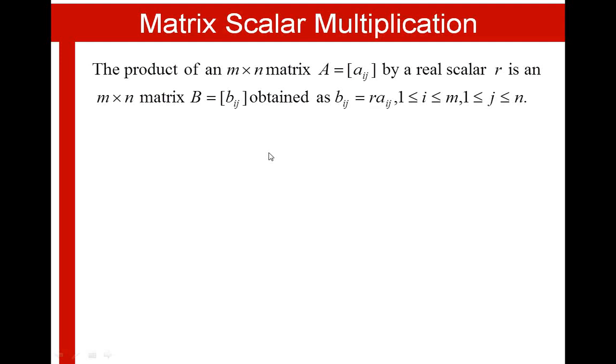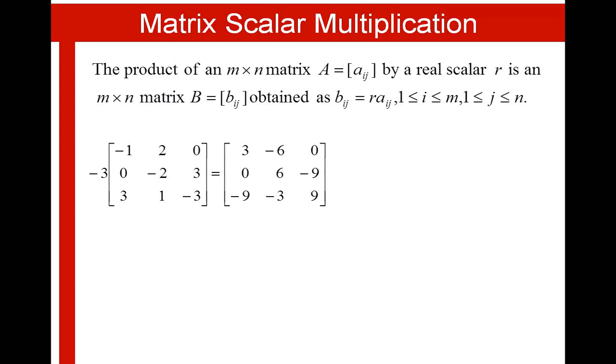Another thing we can do with matrices is called matrix scalar multiplication. In other words, we can multiply a scalar value, a real number, by a matrix. In order to do that, we multiply each element of the matrix by the scalar. For example, we have here a matrix A, which is a 3 by 3 that is multiplied by a scalar value, a real number, which is minus 3.